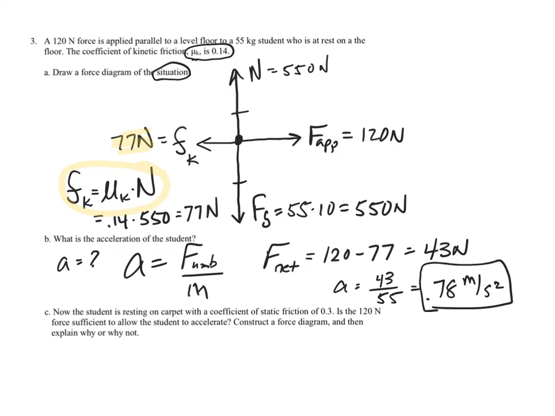And now they say, resting on a carpet with a coefficient of static friction of 0.3, is a 120 newton force sufficient to allow the student to accelerate? You're going to have to figure that out by calculating the maximum force of static friction and seeing if that is bigger or smaller than the applied force to the student, 120 newtons. If the static force of friction is bigger than 120, the kid won't move. If the maximum force of static friction is less than 120, then 120 is enough to get the kid to move, and accelerate. So answer that question on your own.